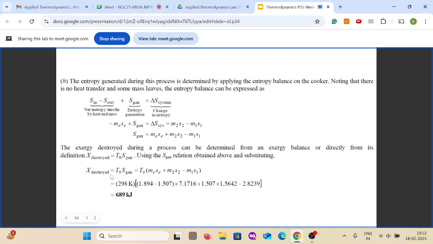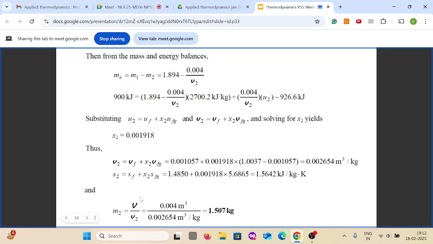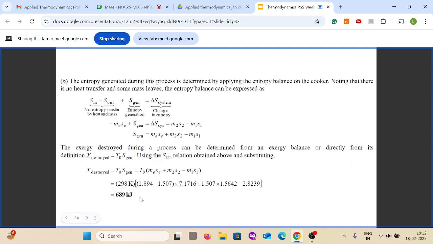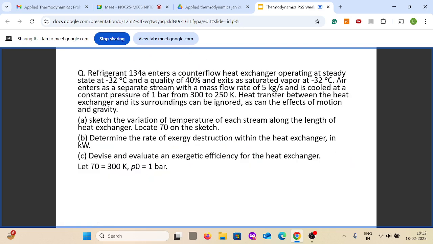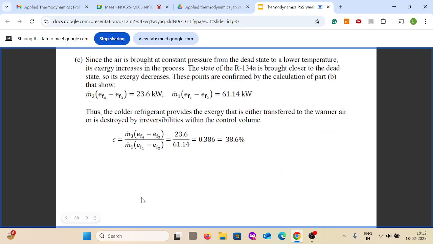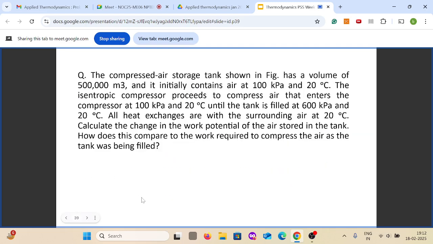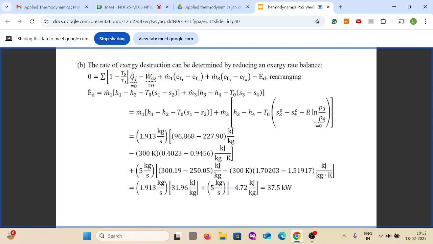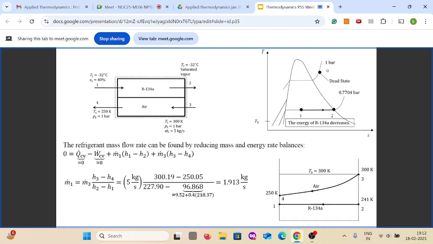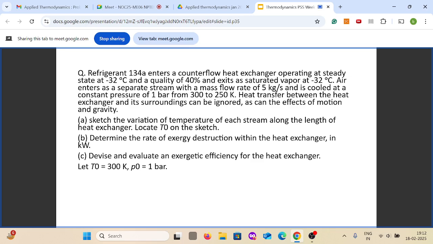So exergy destroyed is T naught times (m dot Se, the exit stream entropy, plus the entropy change in the system). So substituting the values we will get exergy destroyed as 689 kilojoules. So moving on to the next question.